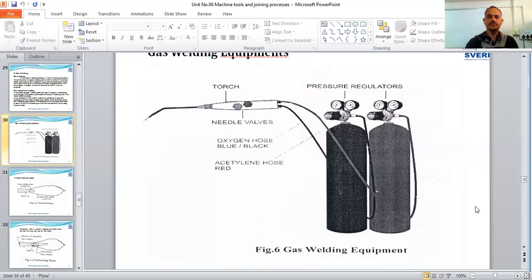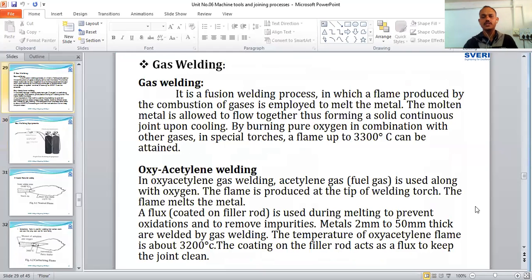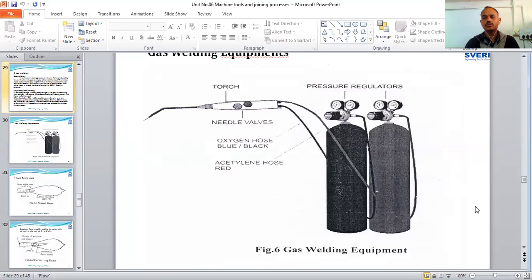Then the next one is gas welding, which we have seen in the last lecture. Gas welding is used when we do not have current. At that time we can also perform the operation of gas welding. For that we require two gases: oxygen in one tank, and in another tank or cylinder, acetylene. You can use methyl, butane or other gases which can ignite. But mostly acetylene is used because it gives a high temperature, near about 3300 degrees Celsius or more. So for that reason, generally acetylene is used.